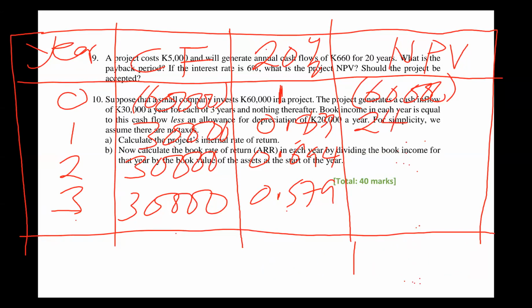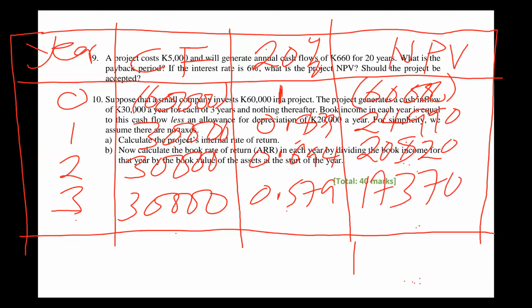24,990. 4,990. The second one? 20,820. What about the third one? 17,370. Let's try to add and see what happens.